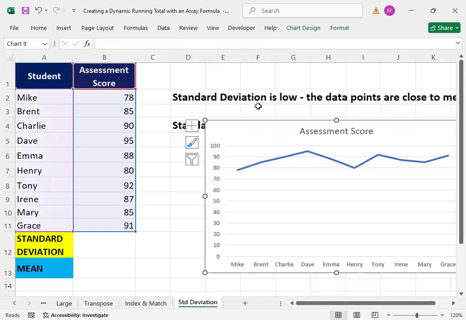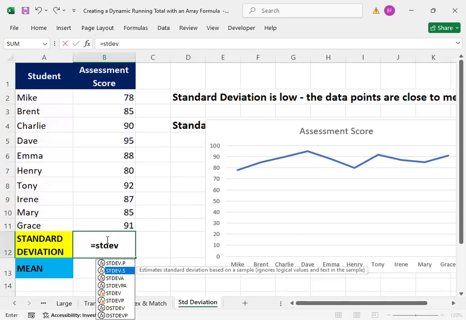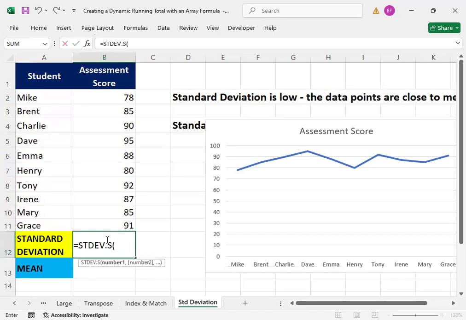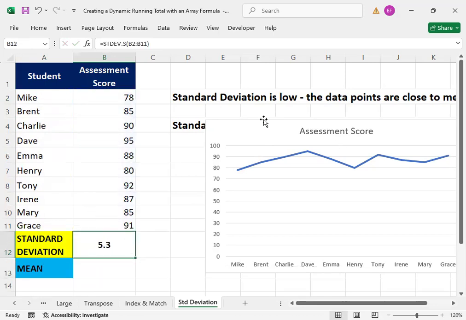Now let's calculate the standard deviation for these scores. We'll use the STDEV.S function because we have a sample dataset, not the entire population. So let me show you the standard deviation here. And let's get this number. Okay. The result is 5.3.